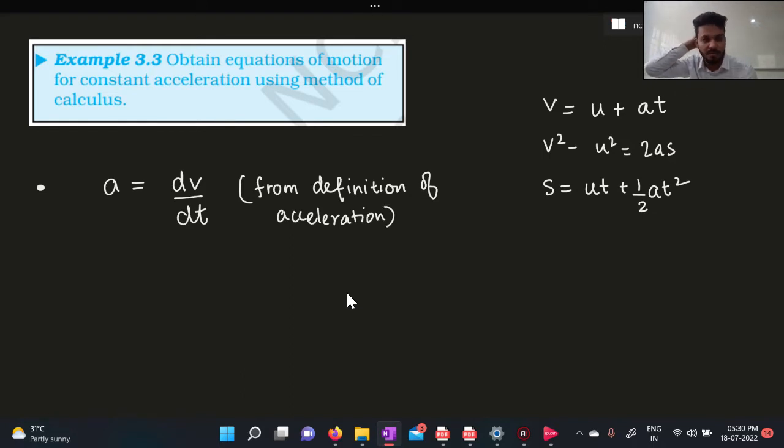I have already talked about this in one of the videos, where I told you there is a set pattern to writing answers in CBSE. Okay, and this is that pattern you need to follow. After you write this, what you can do is cross multiply. I can write a dt is equal to dv. Okay, and on both sides I can integrate.